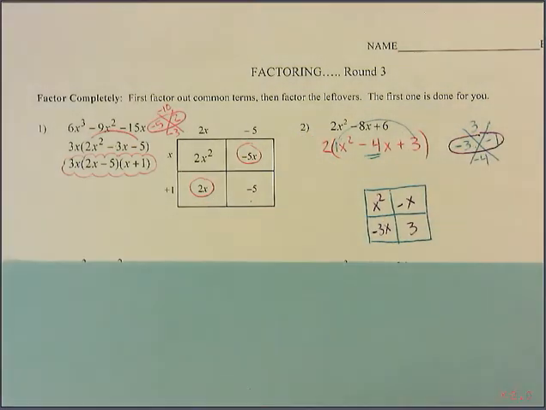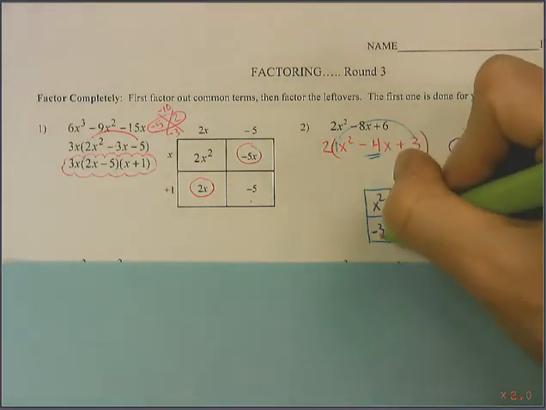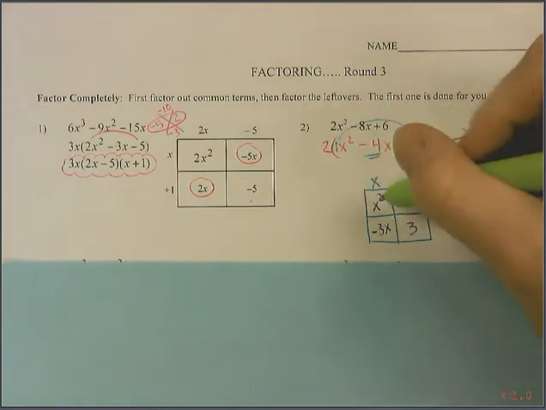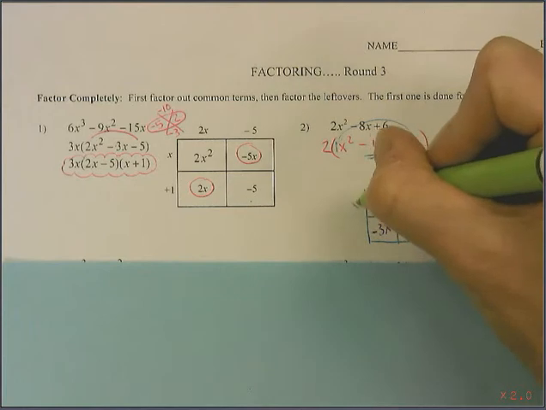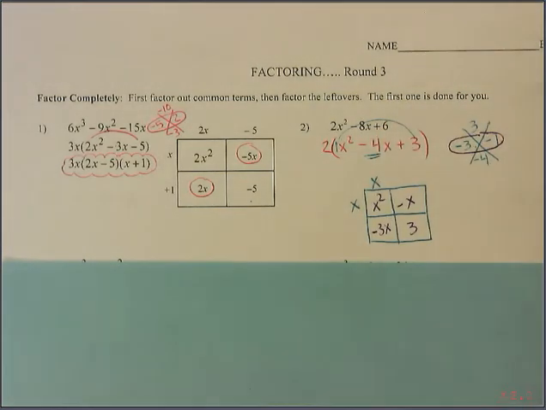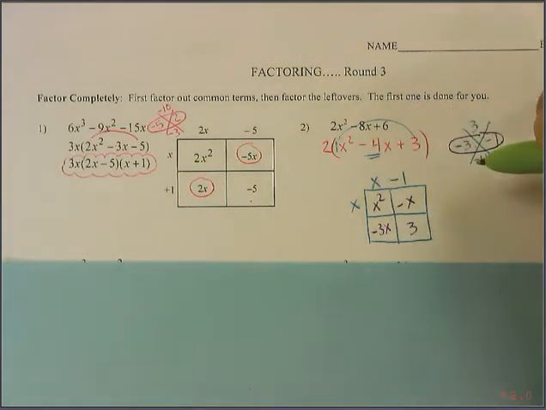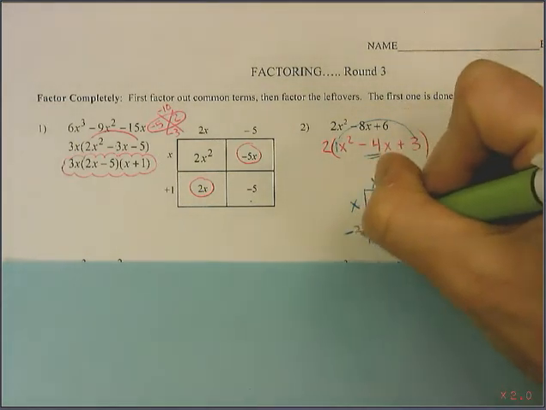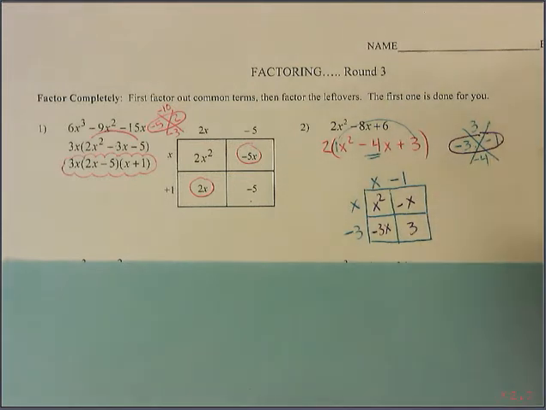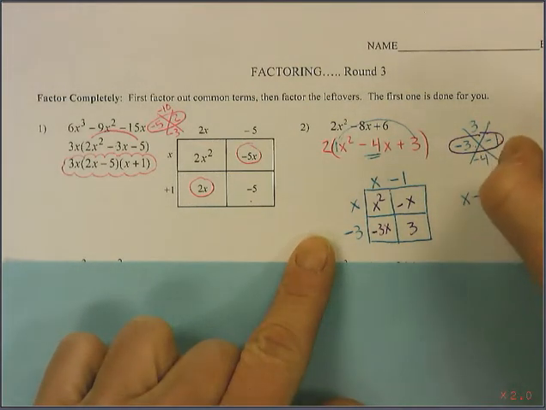And then complete the outside dimensions. So the GCF in this first column will be x. And also, remember, if this is x squared, the only way to get x squared as a product is x times x. So we can just put x times x there. And then x times negative 1 will give me negative x. And x times negative 3 will give me negative 3x. So the inside part factors to be x minus 1, x minus 3.